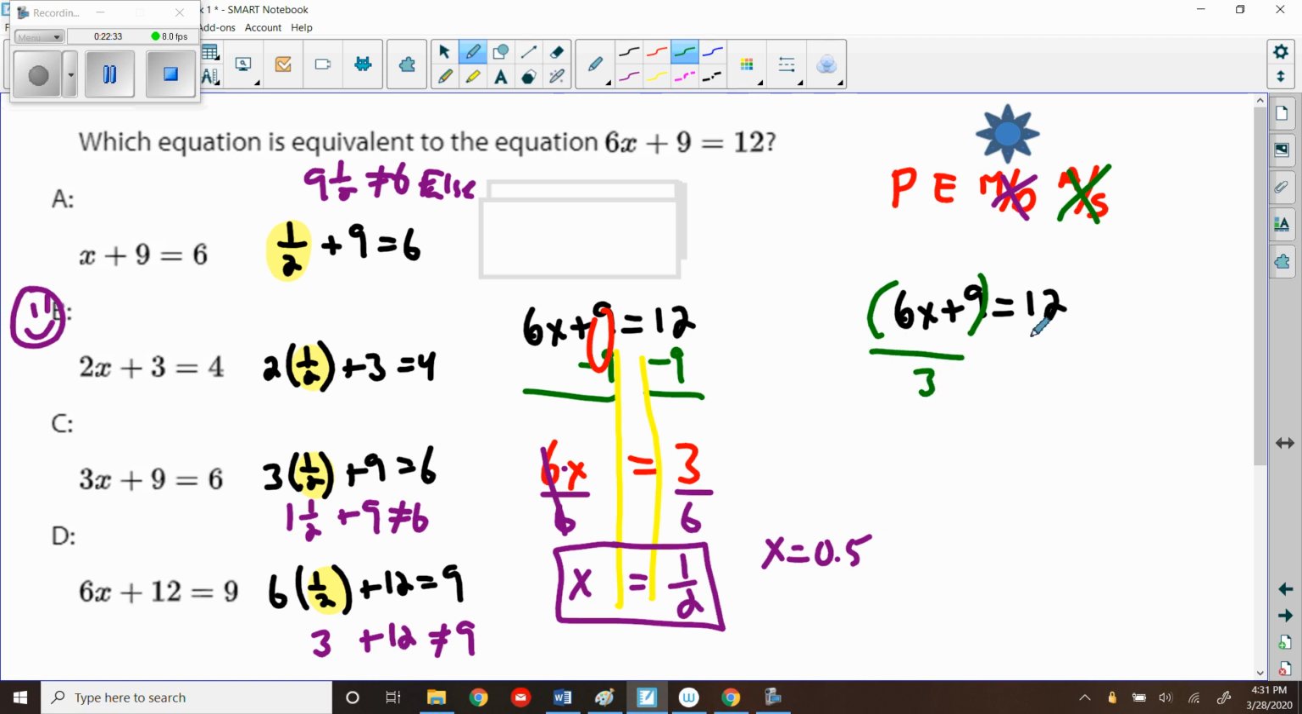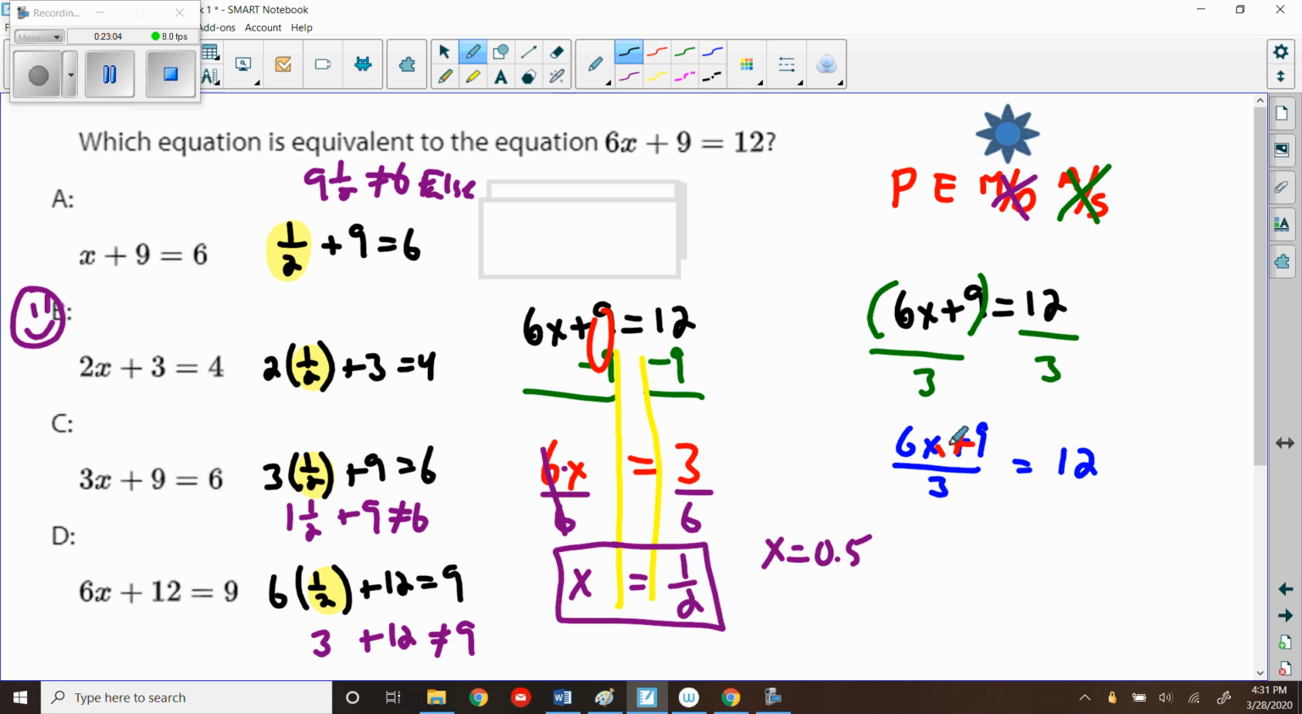by 3 and the entire right side by 3. If I divided the entire left side by 3 and the entire right side by 3, I might notice something that matches up over here. Now, when we have 6x plus 9 divided by 3, we have what we call a compound fraction because there is a plus sign right here.